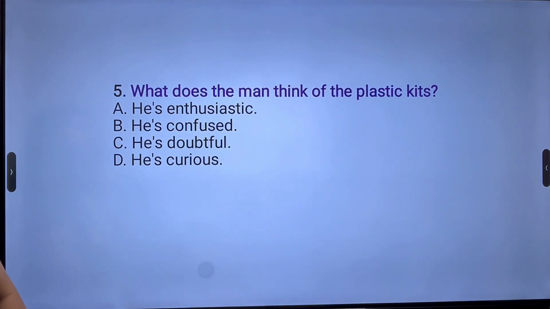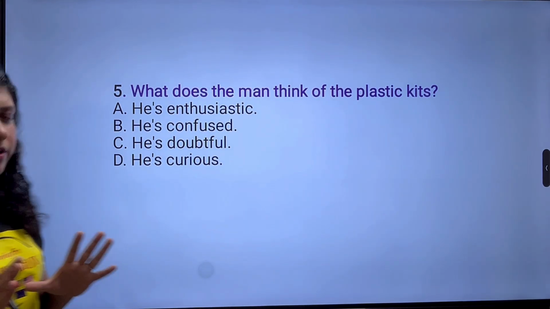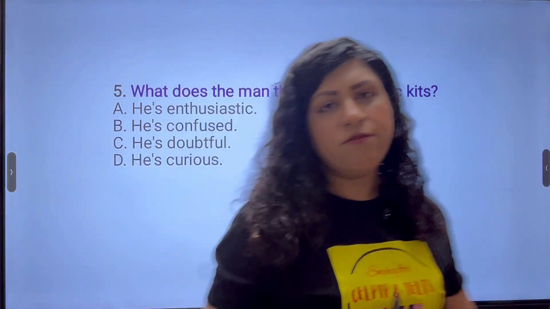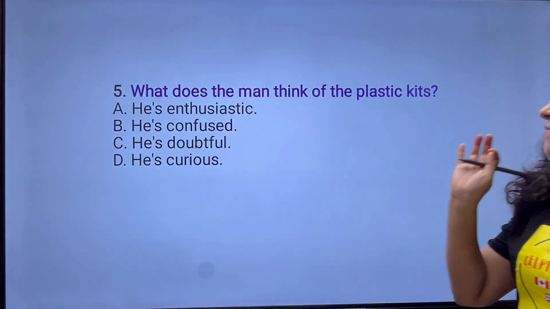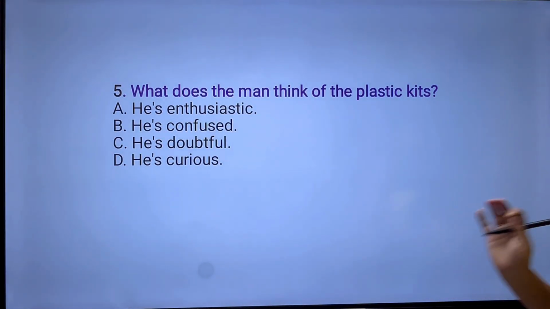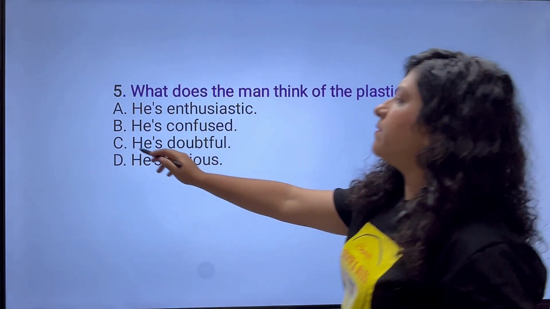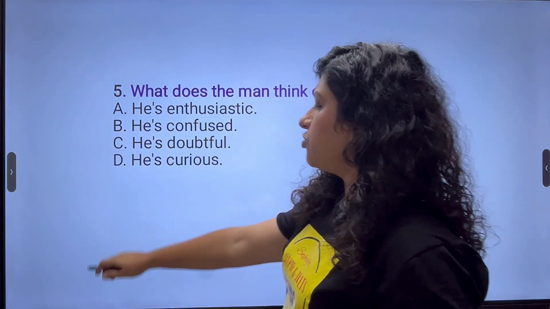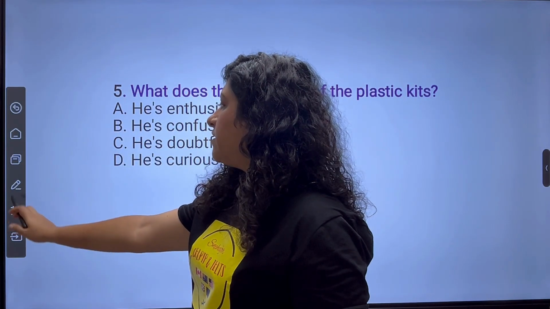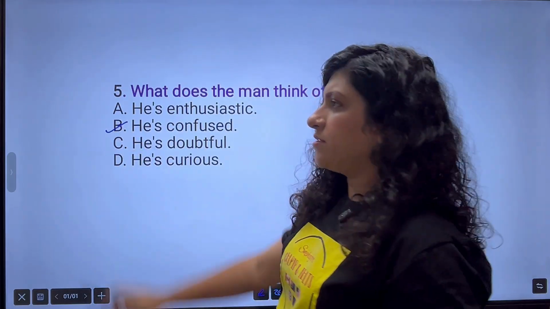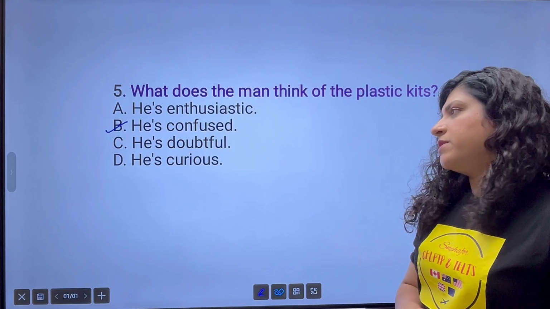The next question is, what does the man think of the plastic kits? So he was totally confused about it. He was confused about whether he is going to buy the plastic kit or not. So the answer would be confused. He was not sure whether he's going to buy it or not. So this would be the answer.